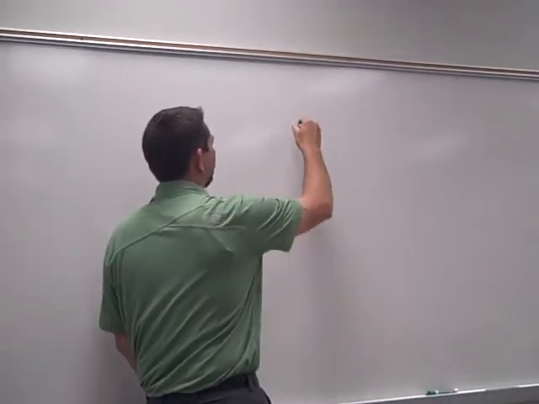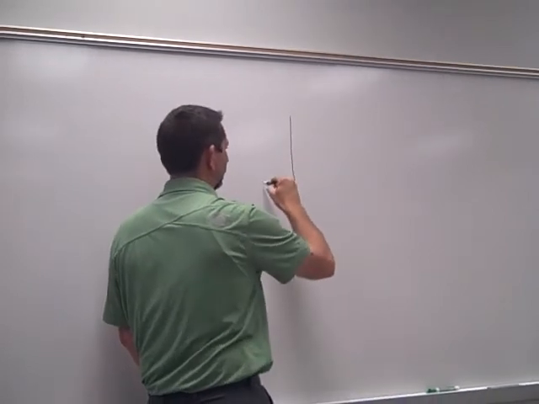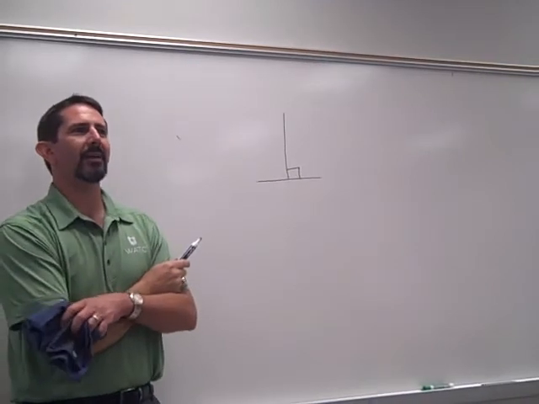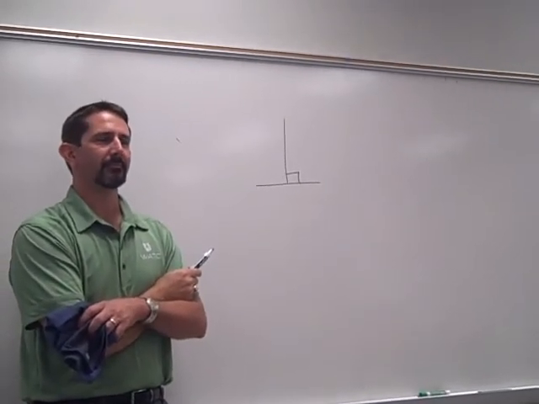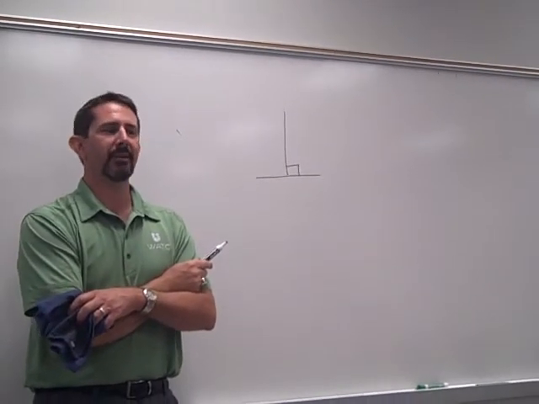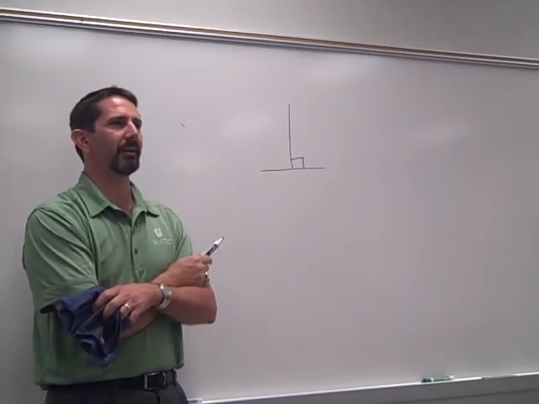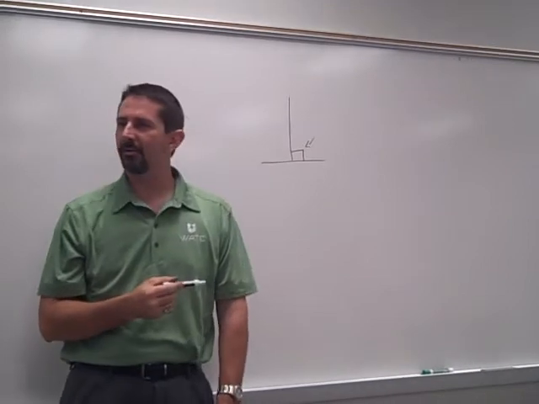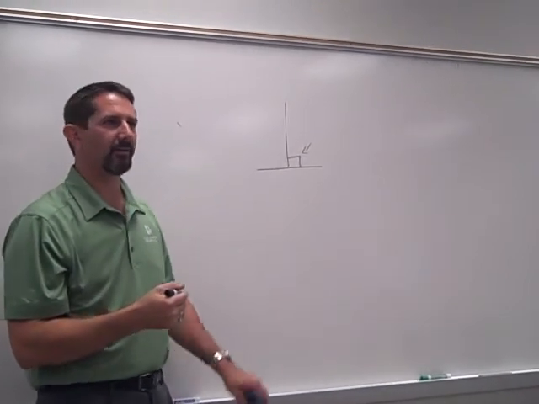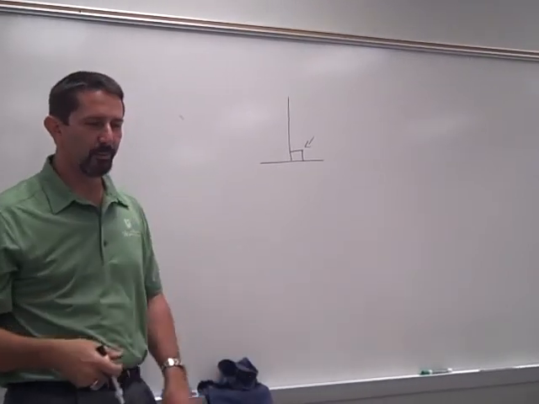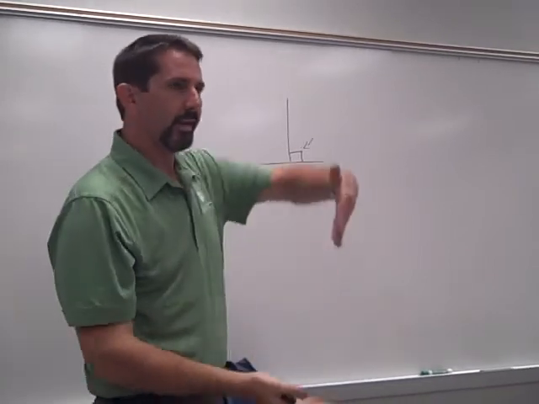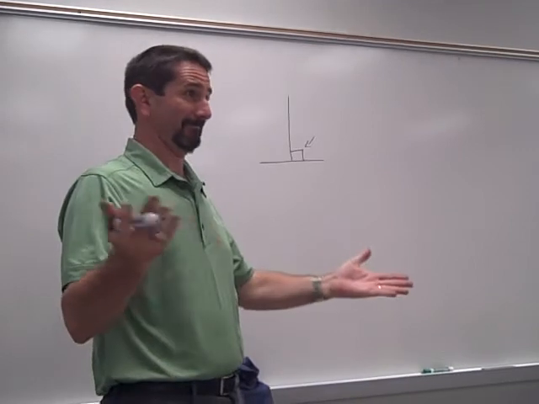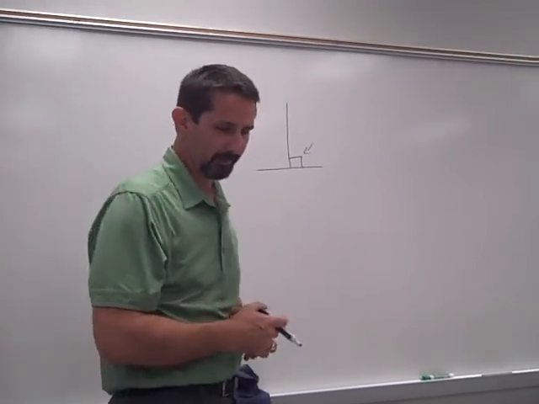Next up. What type of line is that? It's a perpendicular line. How do you know it's a perpendicular line? That little box right there in the corner tells us that that is a 90-degree angle. And the definition of a perpendicular line tells us it's when a line meets another line at a perpendicular angle. That makes sense? Very good.